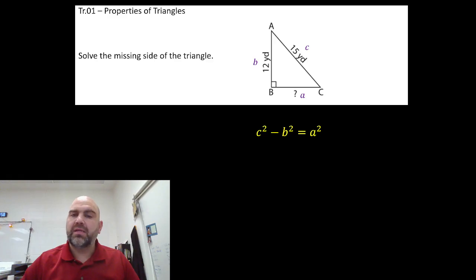I've given C to be the hypotenuse, B to be one of our legs, and A to be the other one. Again, remember that the order does not matter. We could make A the one we know and B the missing leg. It does not matter. Let's plug the values that we know in. We know the 15 and we know the 12, and so we're going to plug those in.